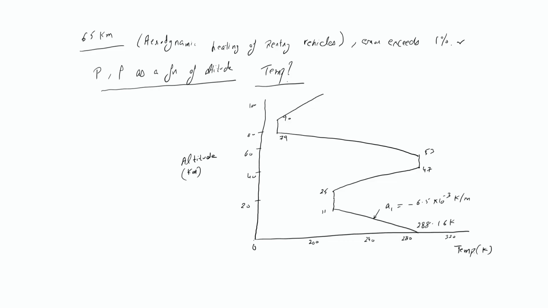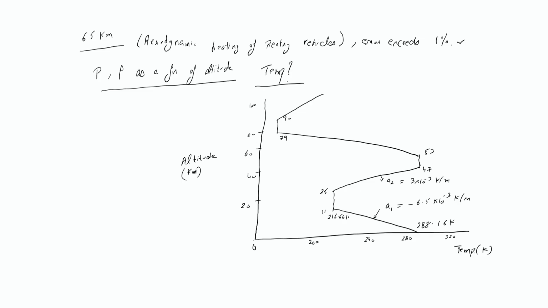So here we have temperature almost constant. Temperature is around 216.66 Kelvin. Now again, after 25 kilometers, temperature has started increasing with this slope. So this slope I am mentioning here as A2 is 3 into 10 to the power minus 3 Kelvin per meter.